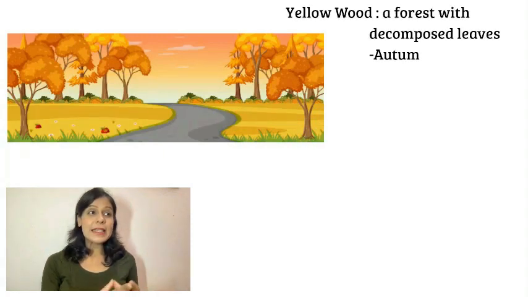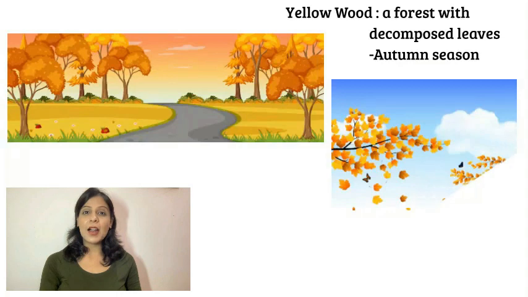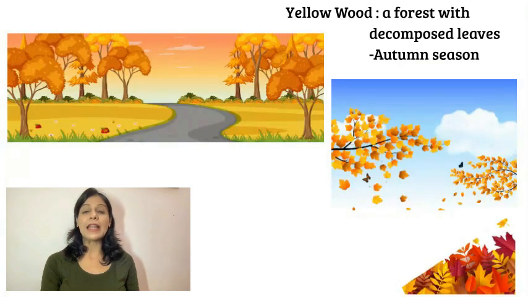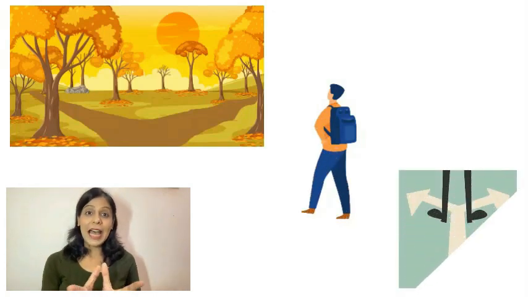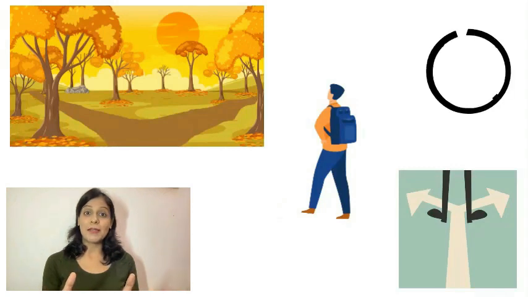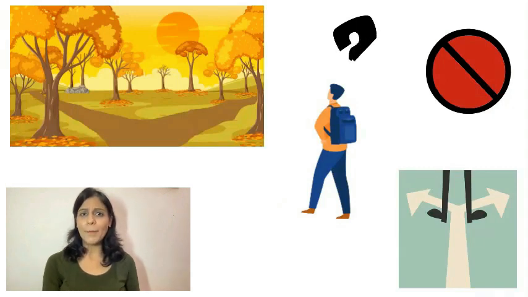It was the autumn season. Yellow wood means a forest with leaves that are wearing out and they had turned pale and yellow. So the poet was going through a forest. He reached a point from where the road diverged in two directions. Being the only one traveler, he could not travel by both the roads at the same time. He had to choose one out of the two. The poet stood there and thought for a long time.